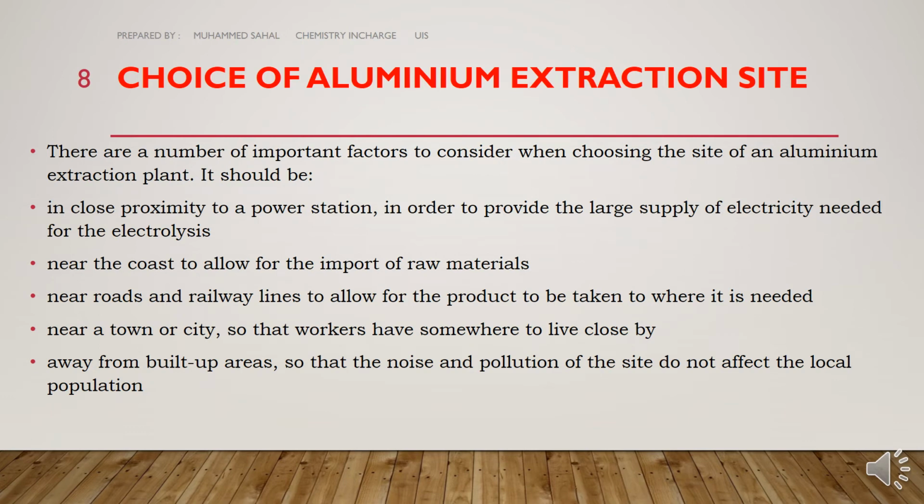That's all about electrolysis of aluminum oxide. Now, the choice of aluminum extraction site. There are a number of important factors to consider when choosing the site of an aluminum extraction plant. It should be in close proximity to a power station in order to provide the large supply of electricity needed for the electrolysis, near the coast to allow for the import of raw materials, near a town or city so that workers have somewhere to live close by, and away from built up areas so that the noise and pollution of the site do not affect the local population.